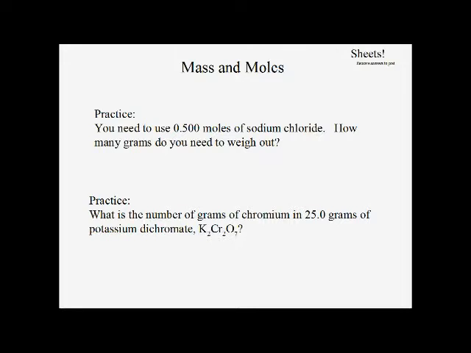And then in the second one, we have 25 grams of potassium dichromate. We want to know how many grams of that is actually chromium. So for this one, we can turn the grams of potassium dichromate into moles. Use the ratio of 2 chromium in 1 potassium dichromate to get moles of chromium, and then convert that into grams of chromium.